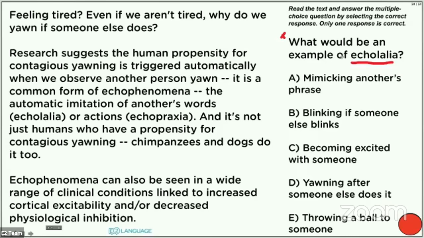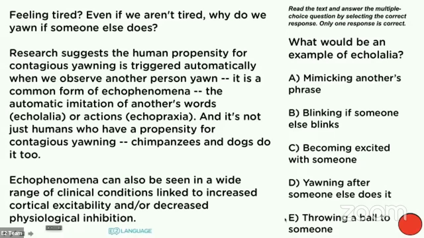So let's connect the question prompt to the answer options. An example of echolalia would be mimicking another's phrase. An example of echolalia would be blinking if someone else blinks. An example of echolalia would be becoming excited with someone, or yawning after someone else does it, or throwing a ball to somebody. What's an example of echolalia? Fine, now we deep read the text.